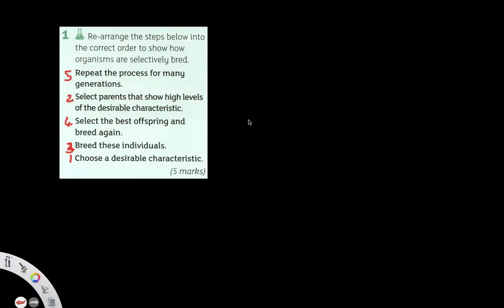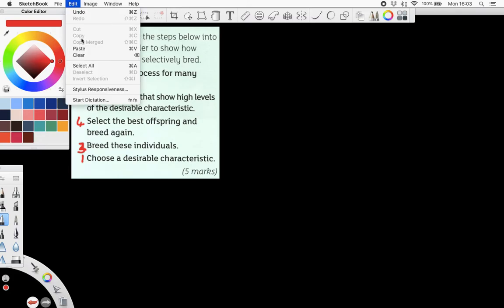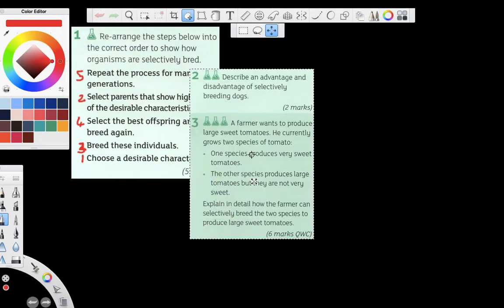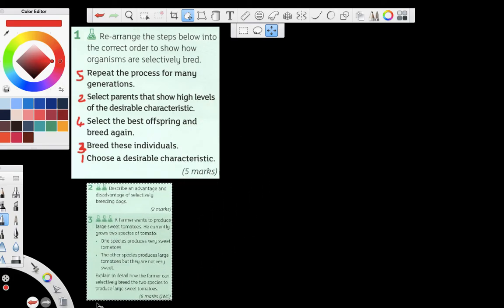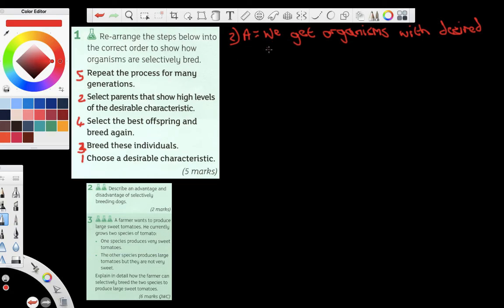And next questions, and I'm going to paste them down at the bottom so that we've got room, if I can get it to fit. Yeah, that'll fit on it. There. So question two says, describe the advantages and disadvantages of selective breeding. So the advantage, which I'm just going to put with an A, is that we get organisms with desired characteristics.